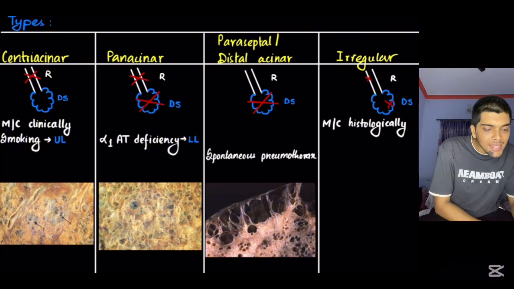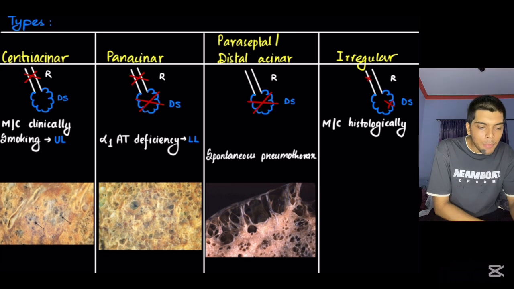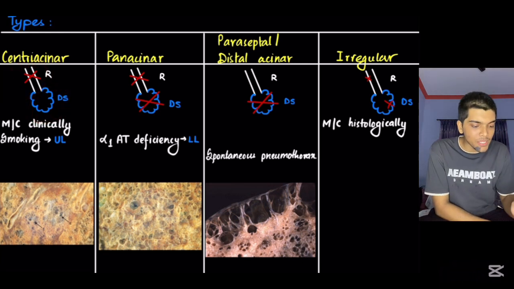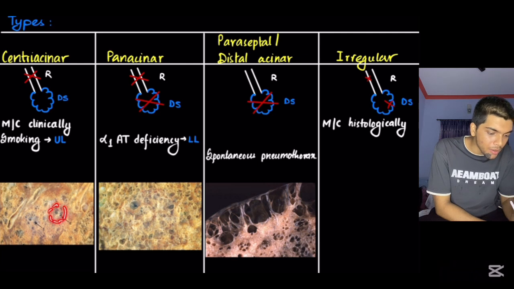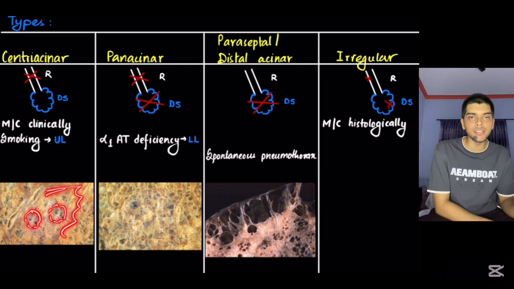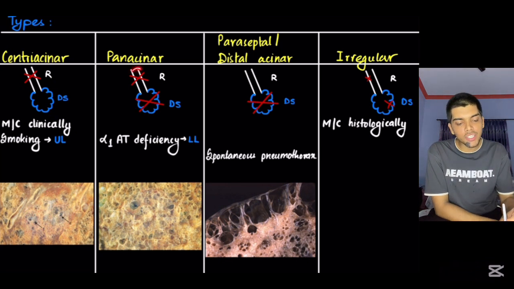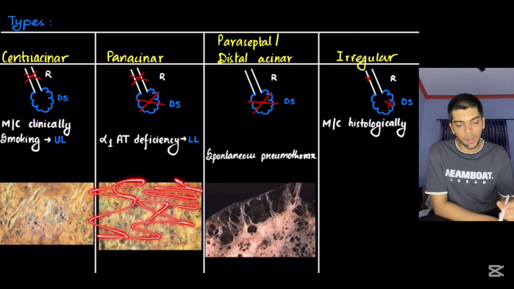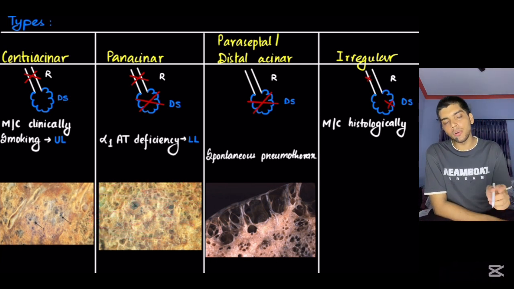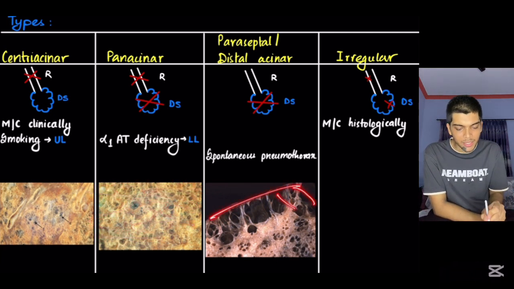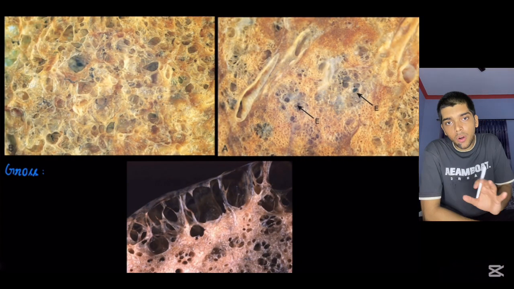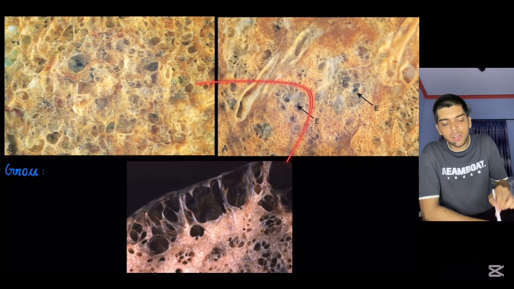Alright, so in centri-acinar, there is partial involvement and partial normal. So grossly as well, you can see partial involvement, and areas that are normal. Pan-acinar, there is complete involvement. So grossly as well, you will see complete involvement. In distal acinar or paraseptal, it's the septal region that is affected. Okay, I hope you can determine the type on the basis of these gross features.